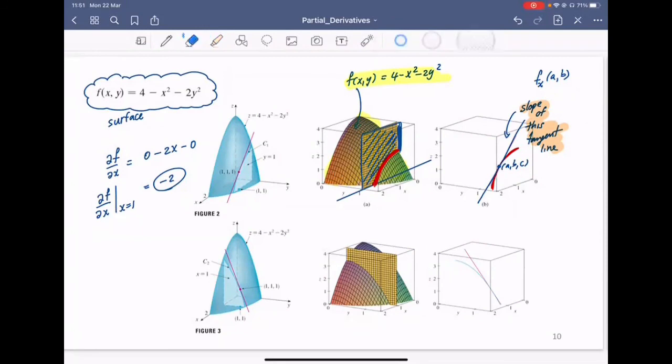So again, if you want the partial derivative with respect to y, that means you have a surface, but because you fix x, you just cut the surface with a plane here. Once you cut the surface with the plane, you get the curve here, and the slope of the tangent line to that curve is going to be the partial derivative with respect to y.